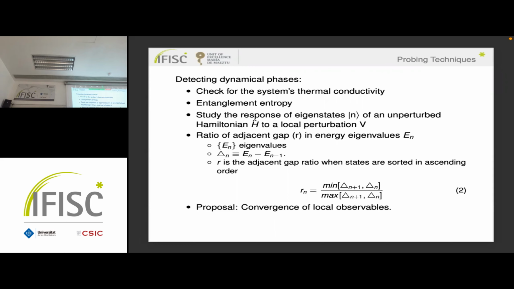But I don't know, for the rest of the systems. I know exactly for my system how it is distinguishing between the ergodic and non-ergodic phases, but generally I don't know how the system is distinguishing between these two phases. And for this protocol, what they are doing is perturbing the system.